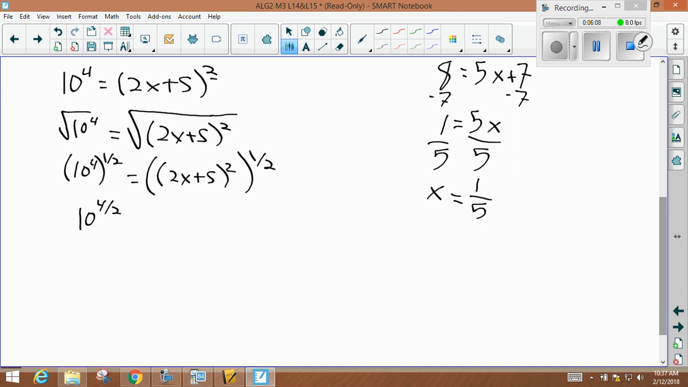But that becomes 4 over 2, right? And this one becomes 2x plus 5. So that's 2 over 2. Right? And multiply the exponent. So this is 10 squared equals, well, that's 1, right? So that breaks it out of parentheses, because the first power of 2x plus 5 is just 2x plus 5. So now, I'll write this as 100.